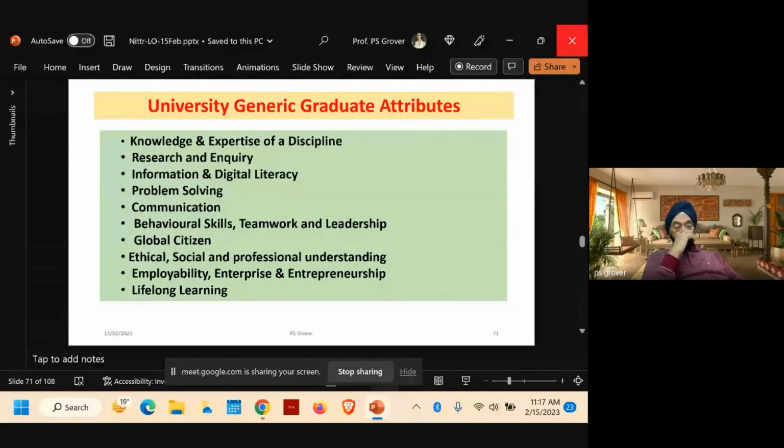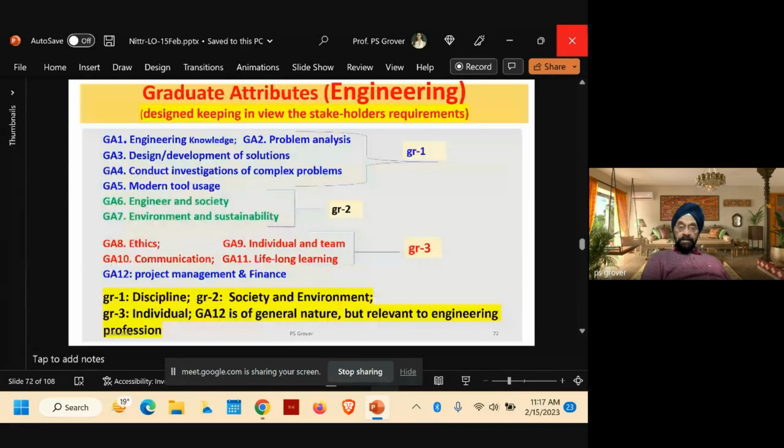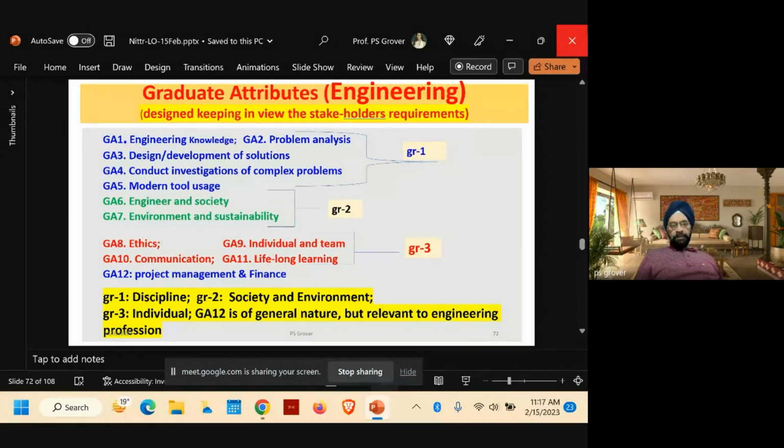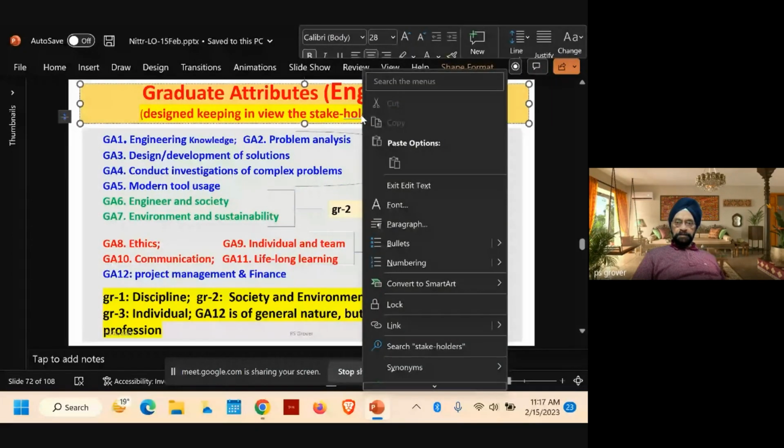How do we prepare them? Again, we take the help of generic graduate attributes, which I mentioned in the beginning earlier: knowledge and expertise, problem solving skills, and so on. These have been used to design the graduate attributes. In this context, I take the example of NBA graduate attributes for the BTech program. Now, please see here.